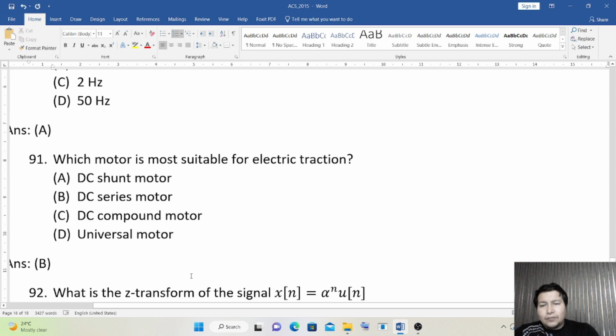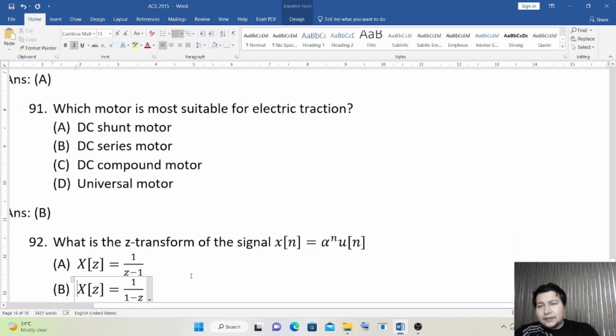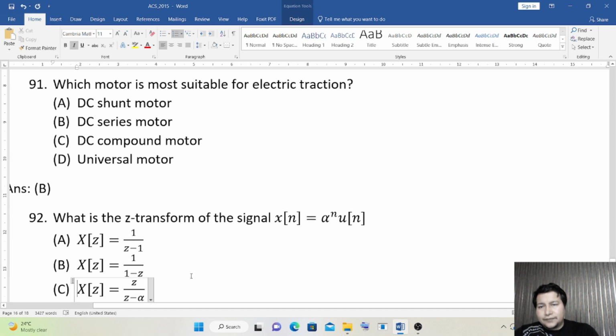Which motor is most suitable for electric traction? DC shunt motor, DC series motor, DC compound motor, universal motor. The correct option will be DC series motor. This is a very common question in every exam; whenever the word traction appears, we have to keep DC series motor in mind.